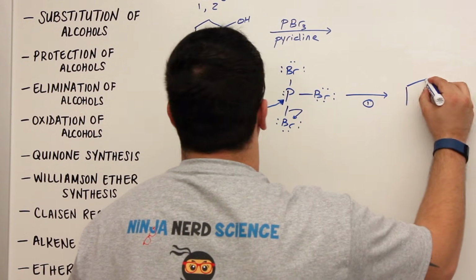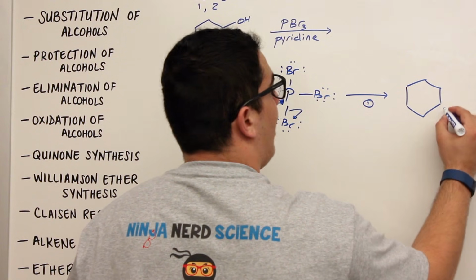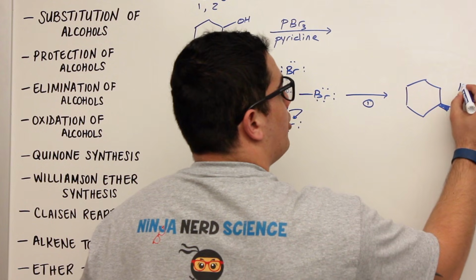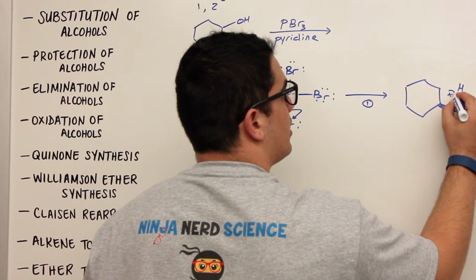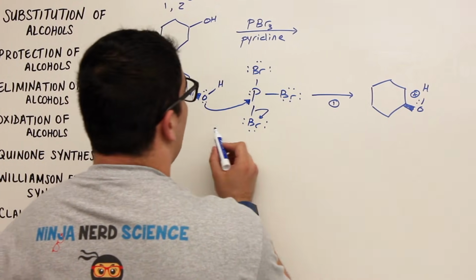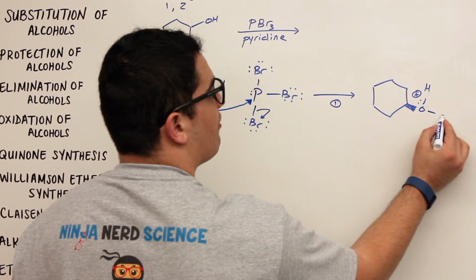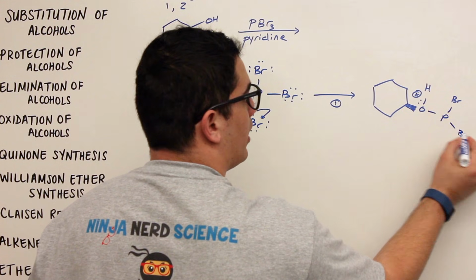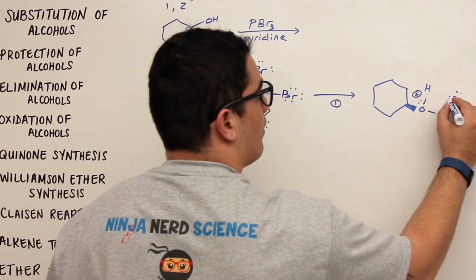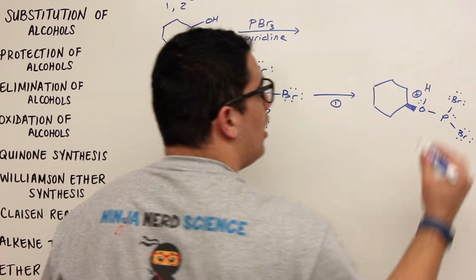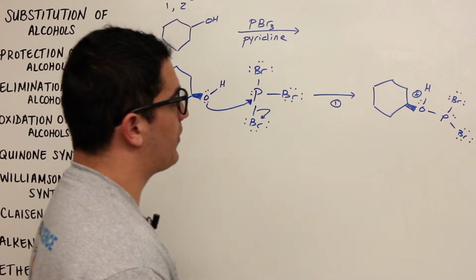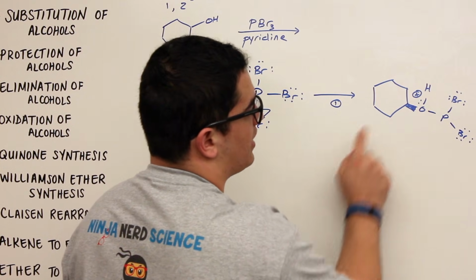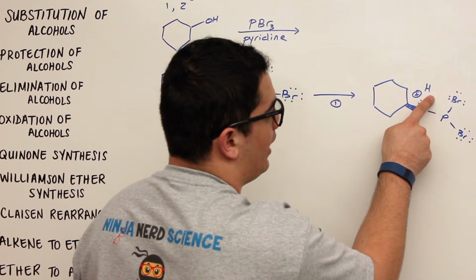Now look at what we have. After that reaction, we have the alcohol still on the wedge. The oxygen is bound to a hydrogen with a lone pair of electrons and a positive charge, because it's also bound to this phosphorus with the Br and the Br, with a lone pair of electrons. Now another thing that happens is that we have to get rid of this hydrogen, so we have to deprotonate this.